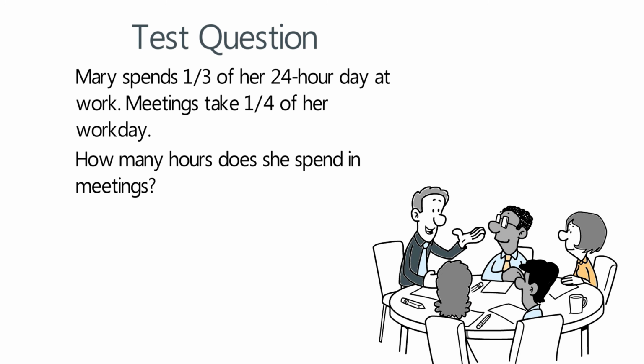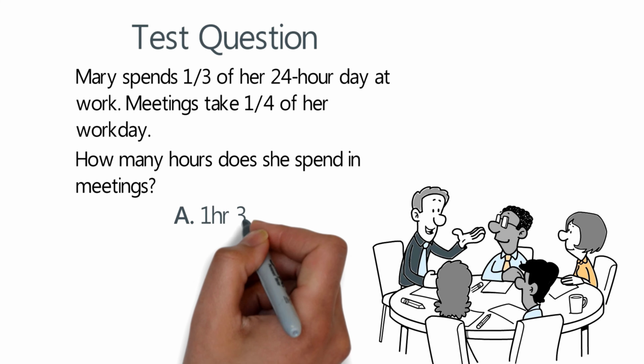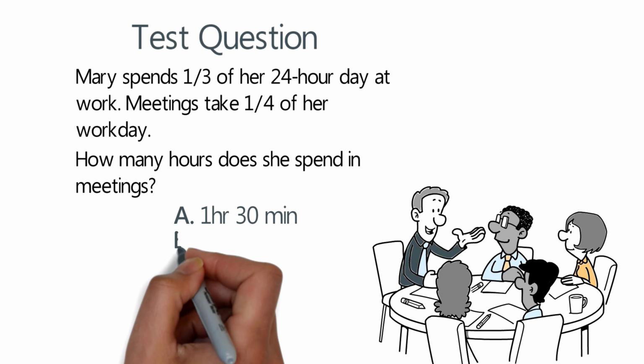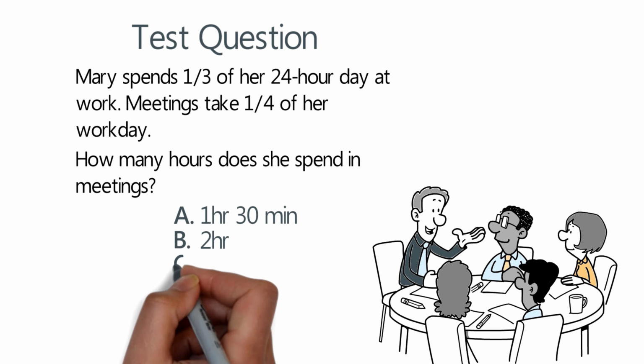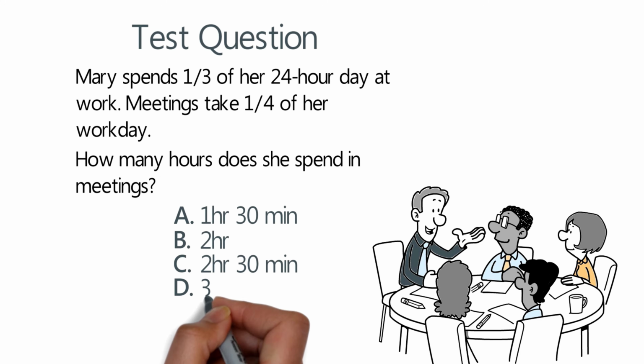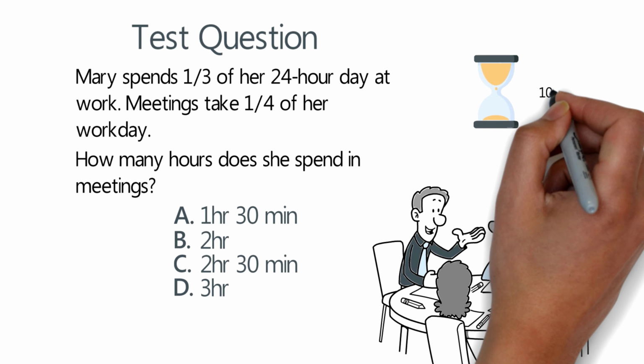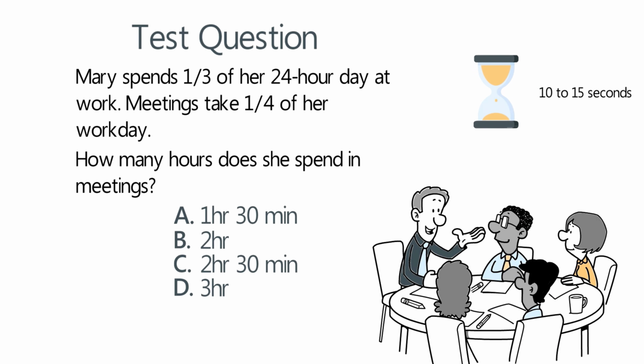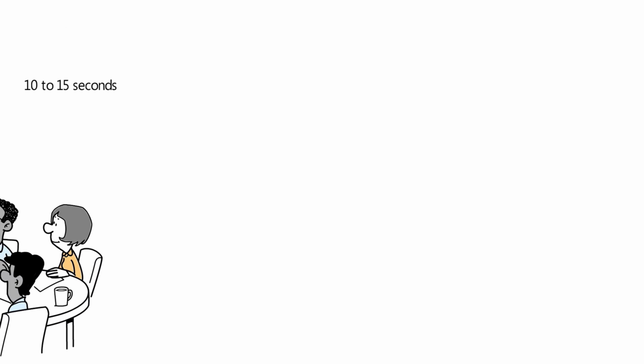You have 4 different choices. Choice A, 1 hour and 30 minutes. Choice B, 2 hours. Choice C, 2 hours and 30 minutes. And choice D, 3 hours. Give yourself 10 to 15 seconds, maybe a bit longer, depending on how well you typically solve these types of problems. Ready or not, let's go ahead and solve this challenge together.